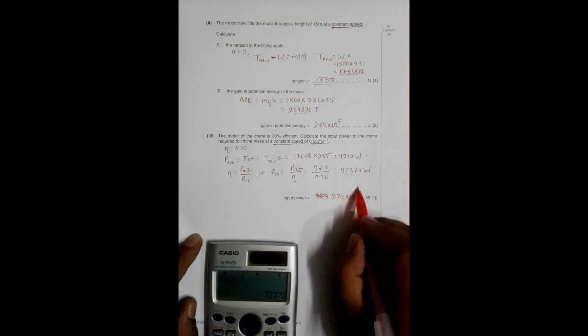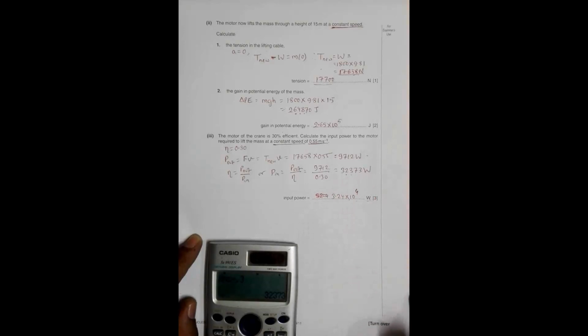Since watt is given here, I have to compulsorily express this in terms of watts. That's why 3.24 into 10 to the power 4 watts. So that's how you solve this problem with 100% accuracy or precision.